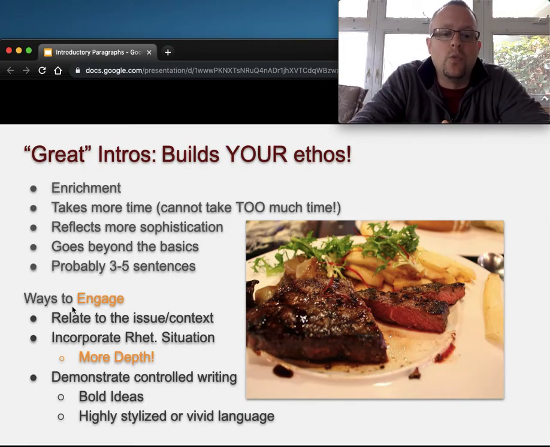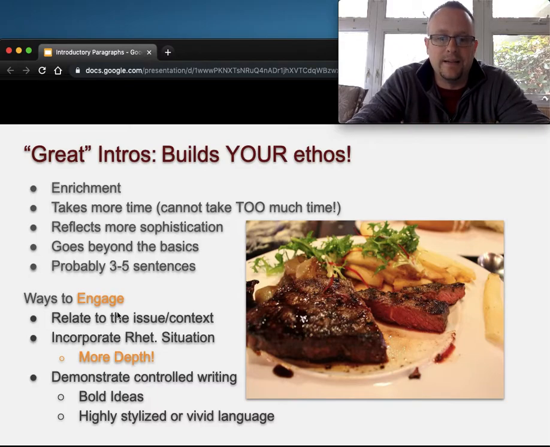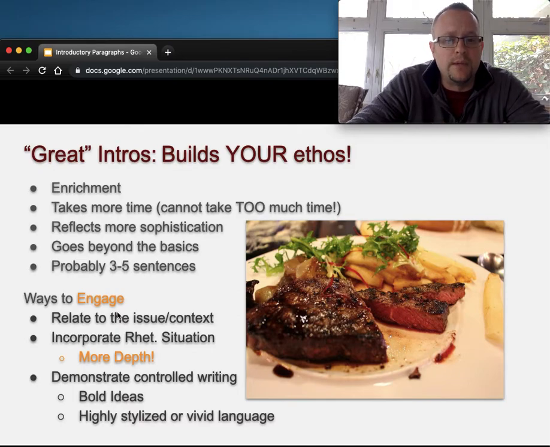So ways in which you can engage your audience a little bit more is relate to that issue or context that is being presented. Find some kind of commonality that can bring you and your audience into that topic. You're going to incorporate the rhetorical situation just as was done before, but you're going to do so in more depth. So you're not just going to reference 3 or 4 components of that rhetorical situation or SOAPSTone, but you're going to be getting more elements, like 5, 6 elements coming in.